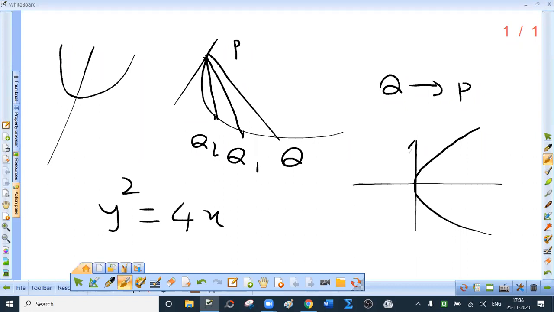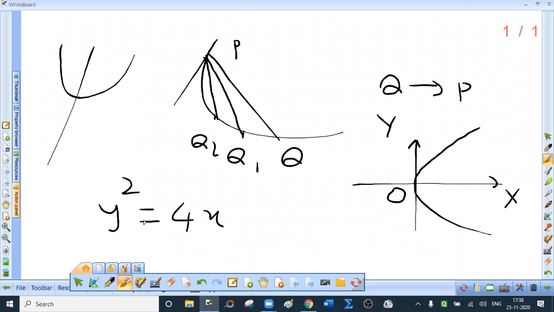It can be seen that the y-axis is the tangent at the origin to the parabola, but the x-axis is not a tangent. Now what is the equation of the x-axis? y equal to 0. Put y equal to 0. You get 4x equal to 0. That is x equal to 0.